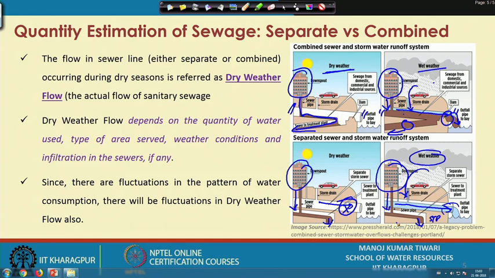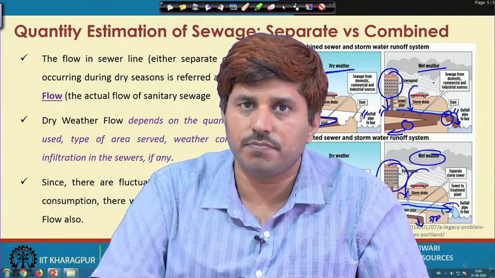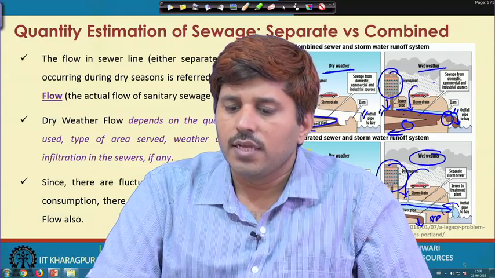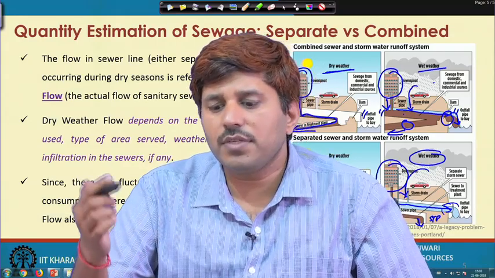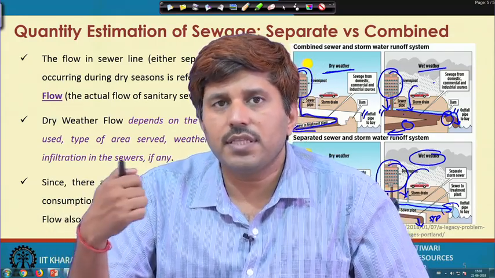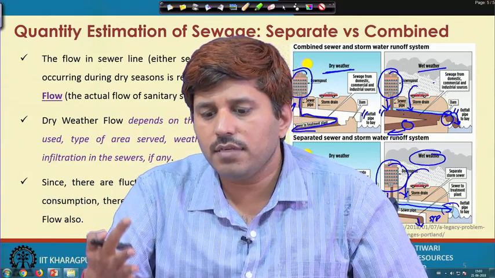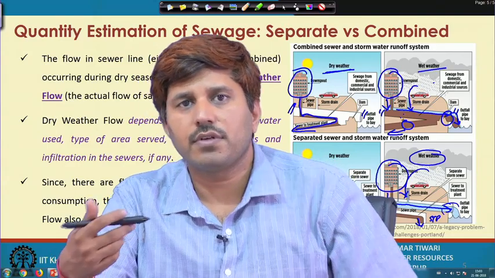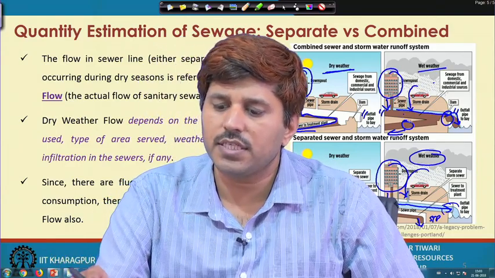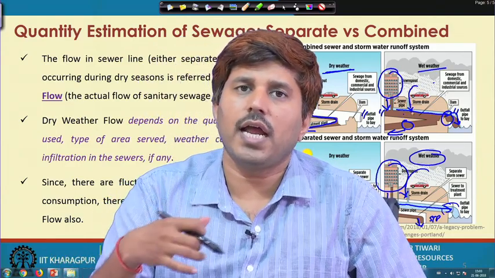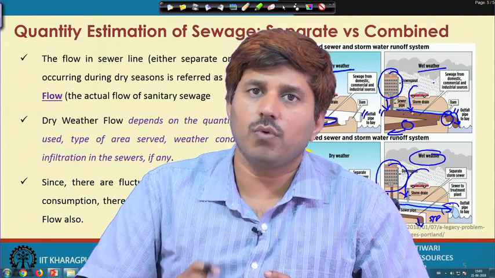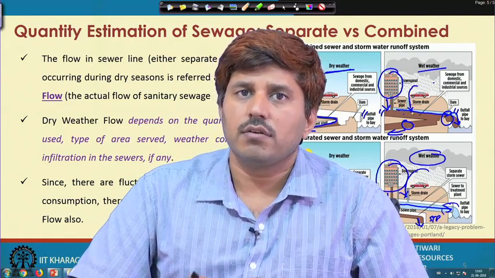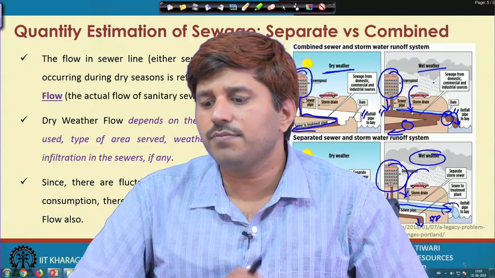The combined system is less cost intensive because we need not lay two different drainage systems. One of the major problems in the combined system is that, particularly in wet weather flow, when a lot of runoff is generated, it gets mixed with the wastewater, and the quantity of the diluted wastewater becomes too high.